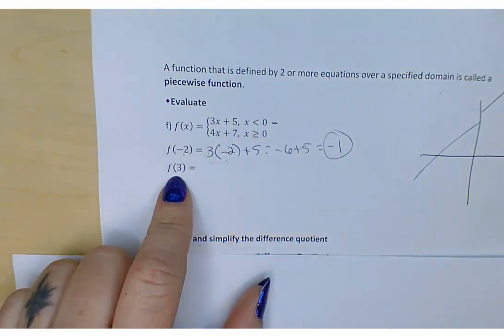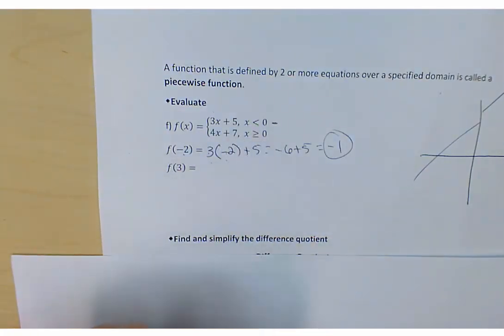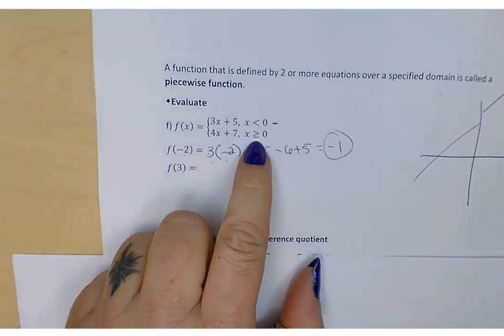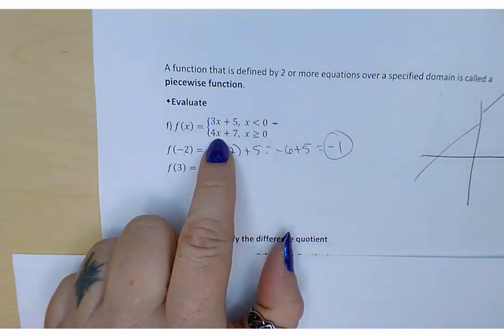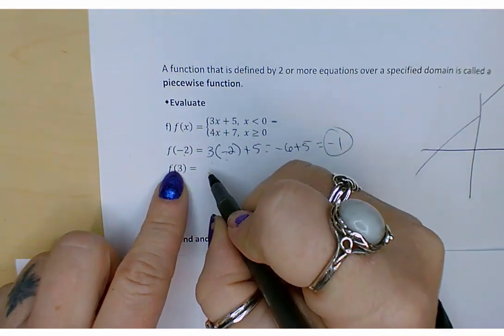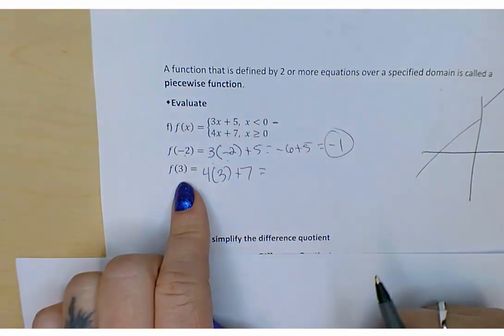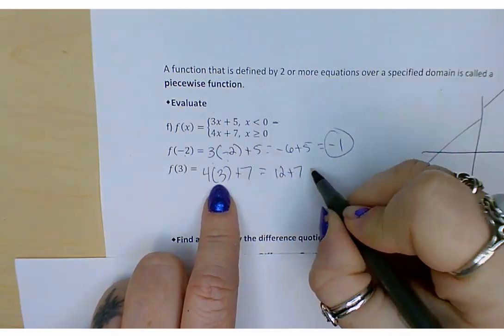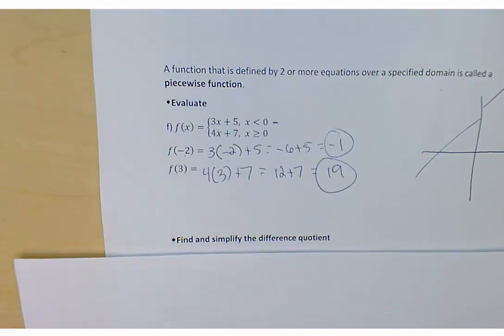Taking f of 3, again, go back to your stipulations. Which interval does that fall in? We have a positive 3. Positive 3 is greater than or equal to 0, so we'll be evaluating the bottom function for a positive 3. Plug in a positive 3 for x and simplify. 4 times 3 is 12, and 12 plus 7 gives us 19.